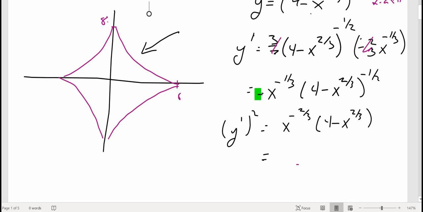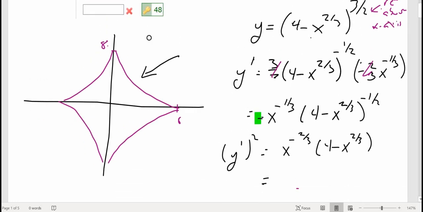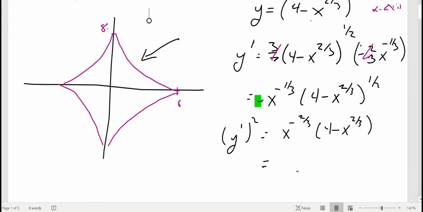Oh, wait a minute, I've got a mistake up here. That's 3/2. I don't know where this negative came from, but right here, that shouldn't have been there. That's a positive 1/2, right? So that's a positive 1/2. There we go. So that's 4x to the negative 2/3 minus 1.